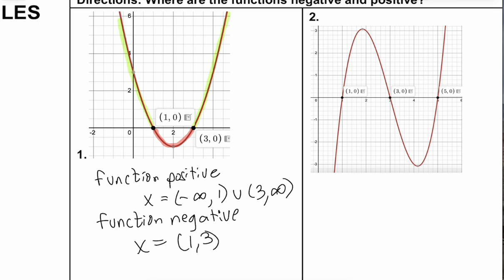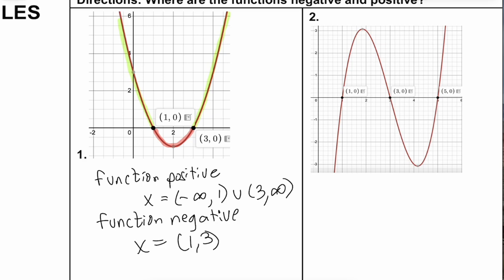Now, even though 1 and 3 are points on the graph, they are not positive or negative, they're 0. So that's why we don't put brackets on there. Please just use parenthesis notation as you go through this particular lesson, okay? Because if I'm equal to 0, I'm not positive, I'm not negative, I'm kind of neutral.